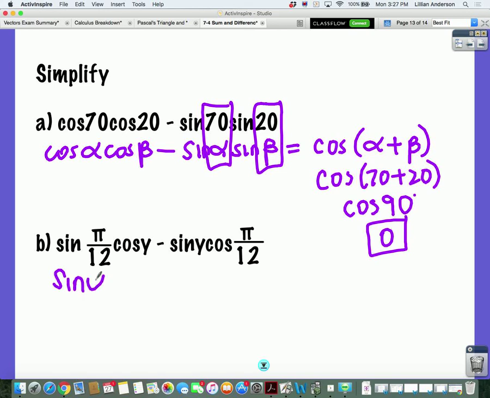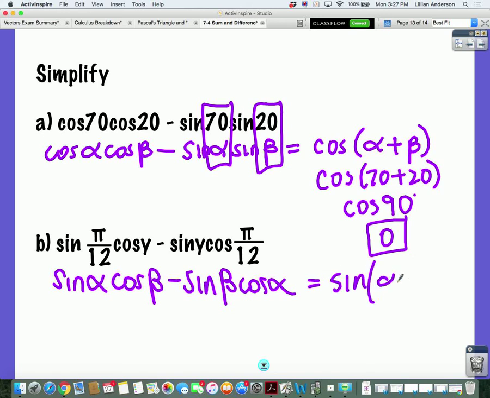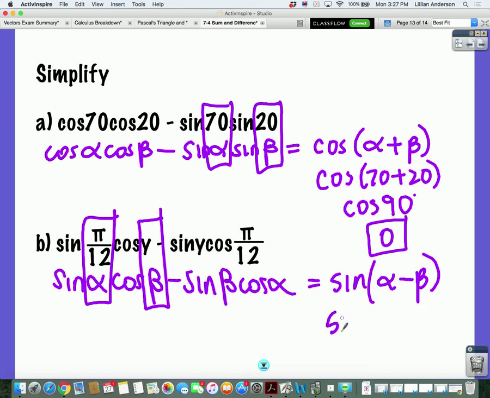So do the same thing. Sine alpha, cosine beta, minus sine beta, cosine alpha. Which formula is this? It's written a tad bit differently, but you can still figure it out. Hopefully you said that it was the one that says sine alpha minus beta. It's the same identity. And so for alpha, we're going to plug in pi over 12. For beta, we're going to plug in y. So this is going to be sine pi over 12 minus y.